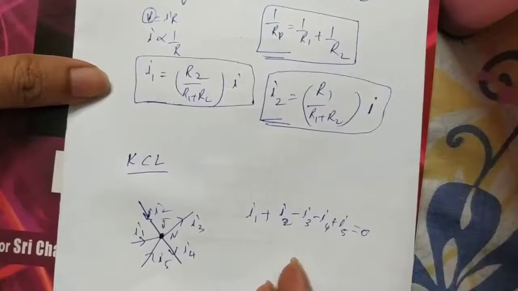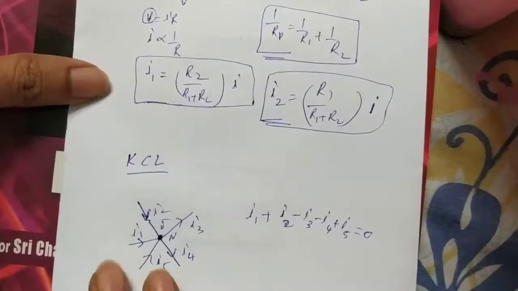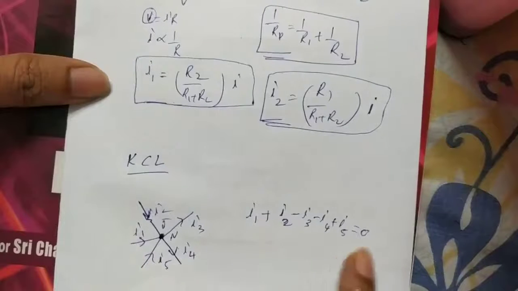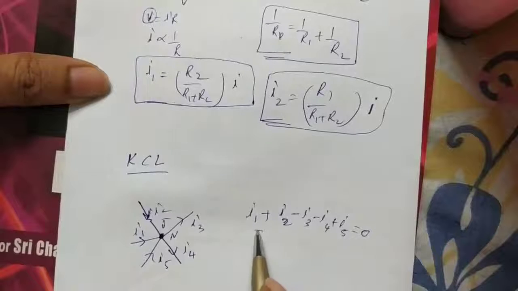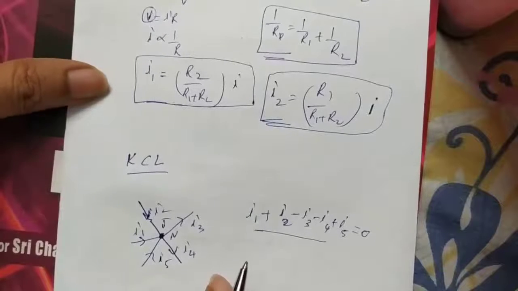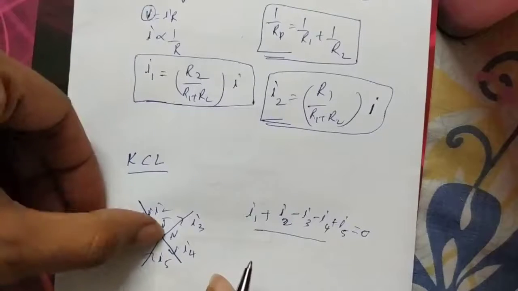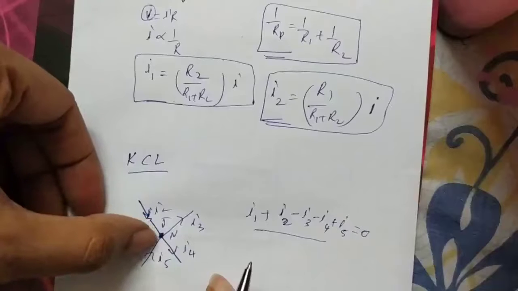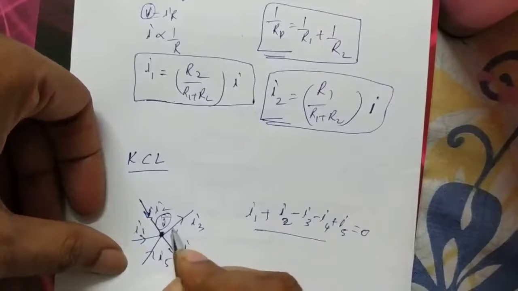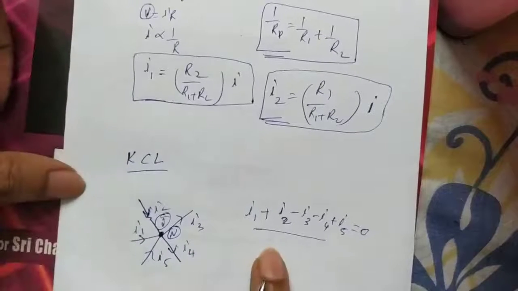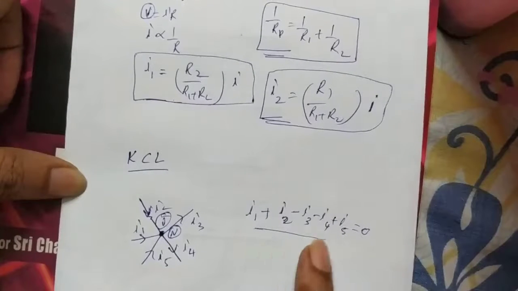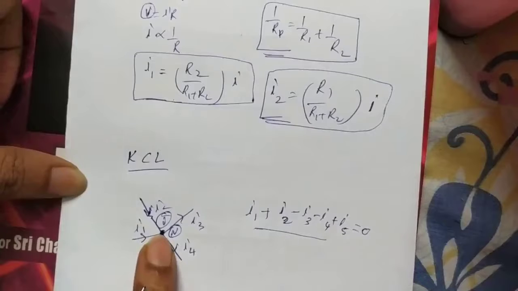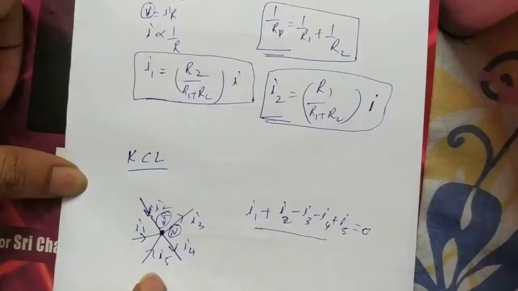Otherwise you can take going outward as positive and going inward as negative, but you get the same equation, just with a minus common. This is Kirchhoff's current law: the sum of the currents meeting at a particular point, junction or node, is equal to 0. This is how they define it: the algebraic sum of the currents is equal to 0. Why do they mention algebraic? Currents going into the junction you take as positive, and going out of the junction you take as negative. That's why they mention algebraic sum.